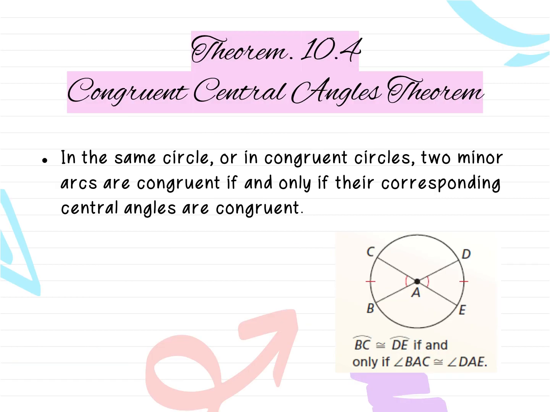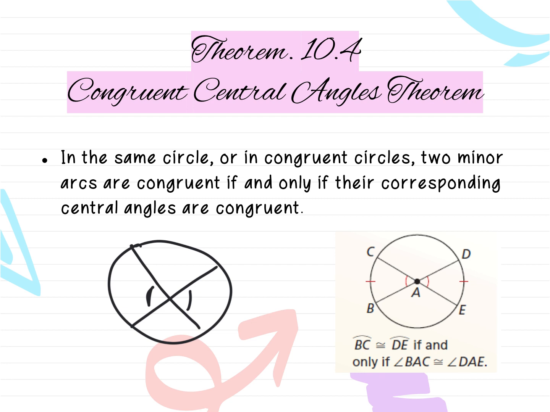So theorem 10.4, we have congruent central angles theorem. So in the same circle or in congruent circles, two minor arcs are congruent if and only if their corresponding central angles are congruent. So a great way of seeing it is if you guys have a circle, like it's, well, better drawn on the right, obviously. And you have, let's say, two arcs like this, and these are going to be similar.